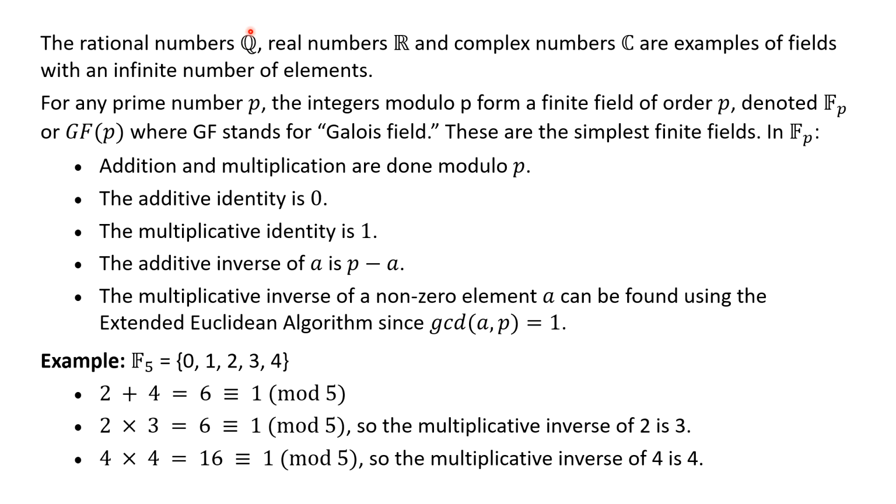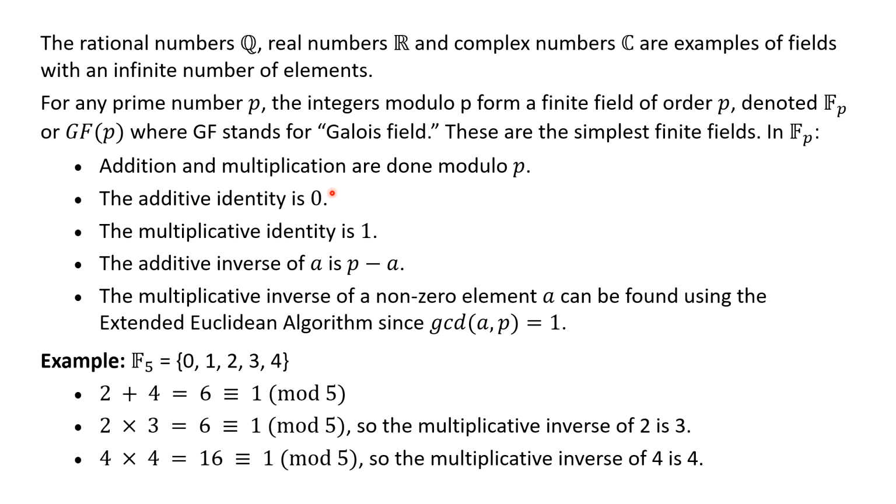The rational numbers Q, the real numbers R, and the complex numbers C are examples of fields with an infinite number of elements. For any prime number P, the integers modulo P form a finite field of order P, denoted F sub P, or GF(P), where GF stands for Galois field. These are the simplest finite fields. In F sub P, addition and multiplication are done modulo P.